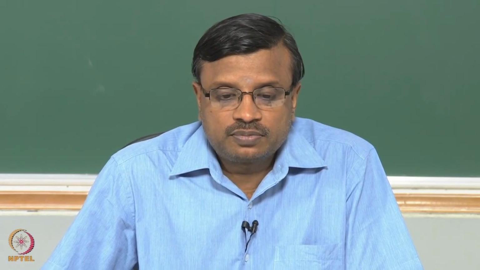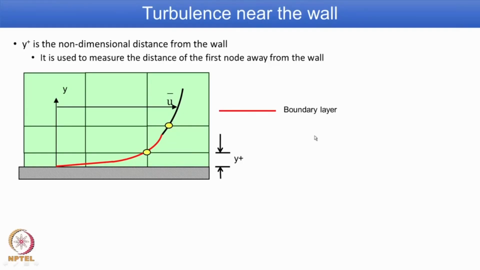The important point from this plot is that it is universal, which means it is applicable for a wide range of flows, because for different flows you get different u bar and u tau, but you can non dimensionalize and they all fall in the same plot. Y plus is a non dimensional distance from the wall, as we said before, and it is used to measure the distance from the first node away from the wall. Not necessarily, it is used for other points as well.